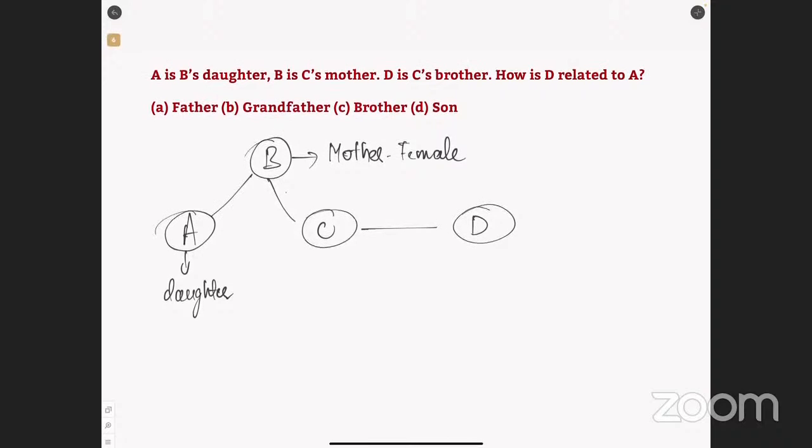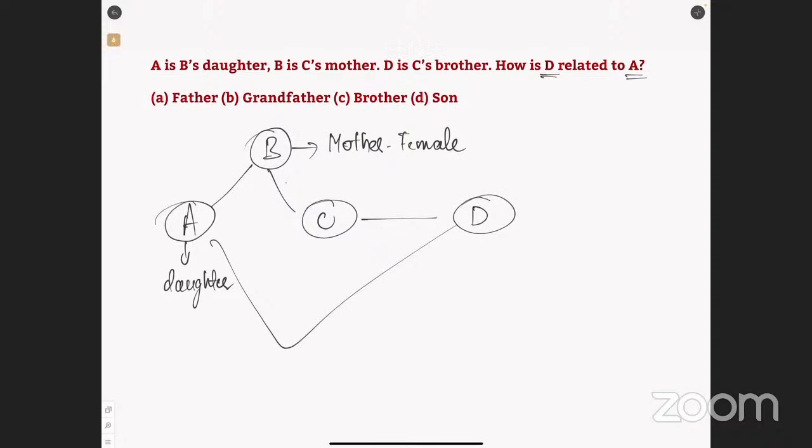So now, what is the question? How is D related to A? This is very easily answered. It is nothing but brother here, because we know A is female, since very clearly in the first sentence itself they have mentioned A is B's daughter, and D is C's brother. So if C has a brother named D, A will also have a brother named D, because they're all siblings. So therefore the right answer in this case is option C, that is brother. Moving on.